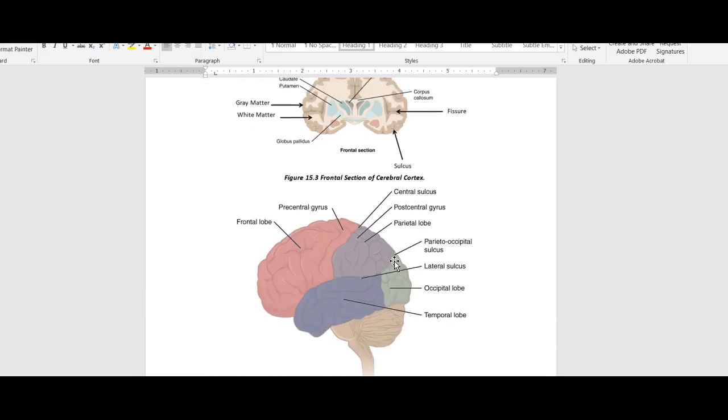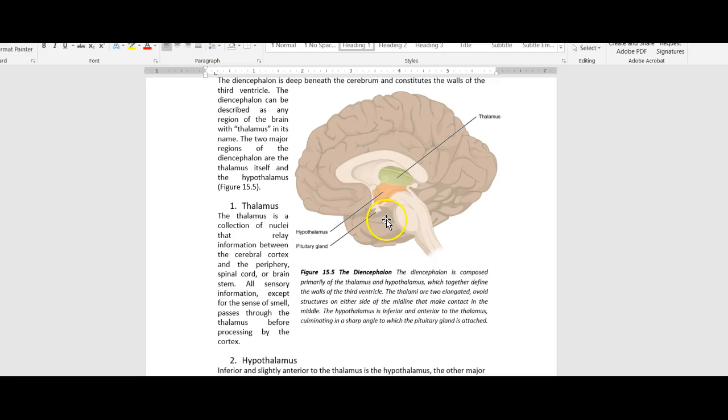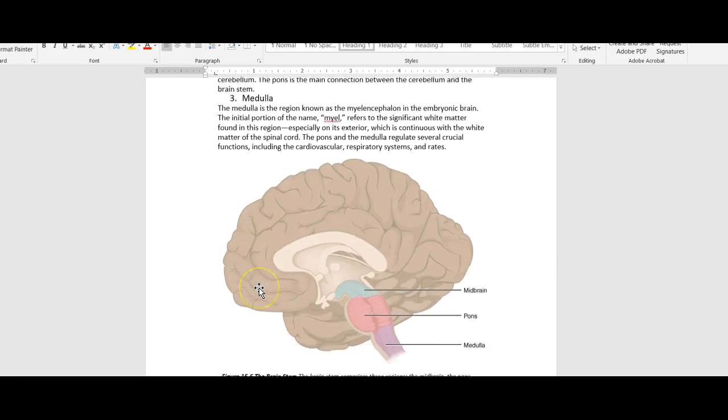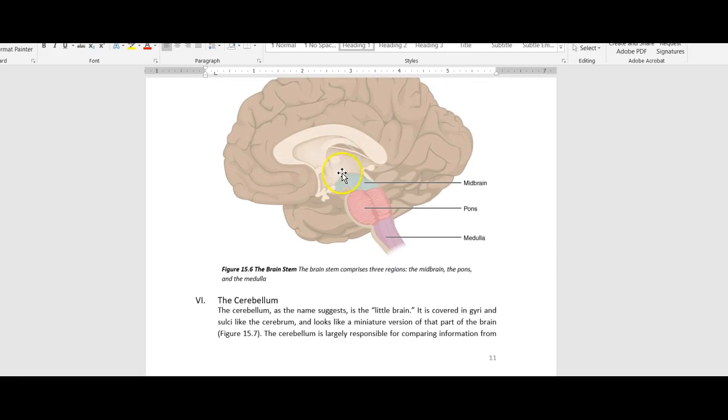Oh, well, they do it weird. They don't label everything here on the same. So thalamus, hypothalamus, midbrain, pons, and medulla. So if you go down here, this is thalamus, this is hypothalamus, midbrain, pons, and medulla. Again, you're just knowing the individual parts. You're not worried about diencephalon and brainstem.